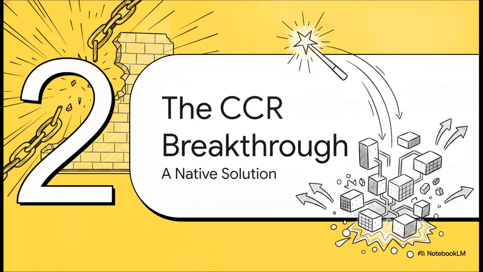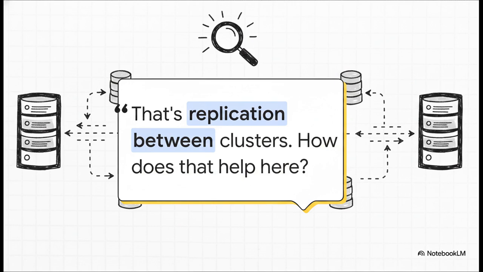Section 2, the CCR breakthrough. Thankfully, we don't have to live in that trap forever. After years of wrestling with the old architecture, a native solution finally arrived. A total breakthrough that solved this replication nightmare once and for all. The magic weapon? Something called Cross Cluster Replication.